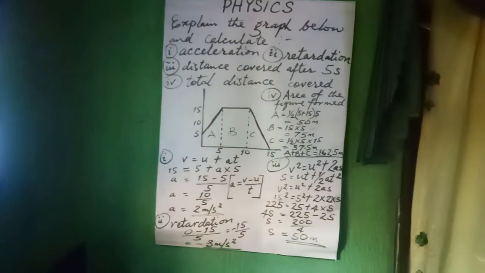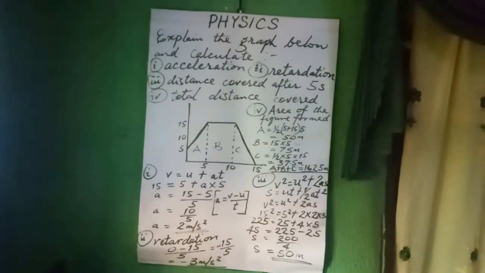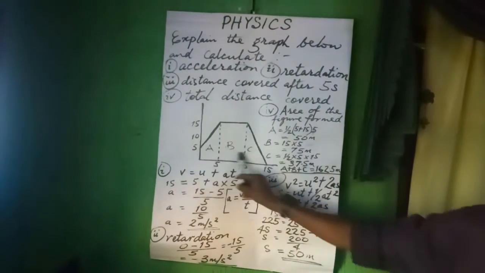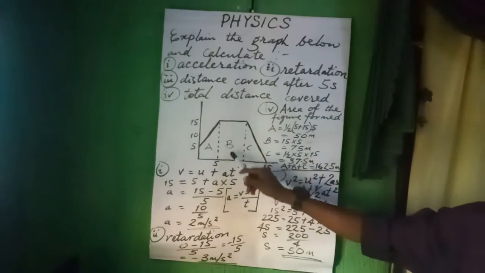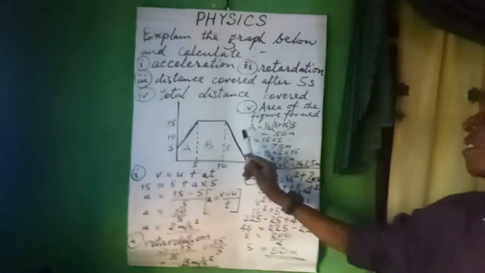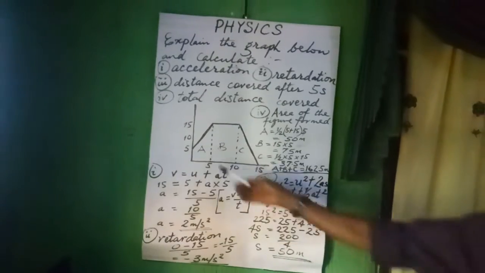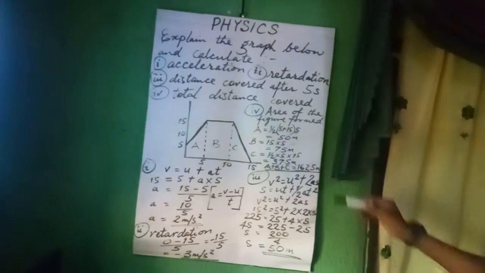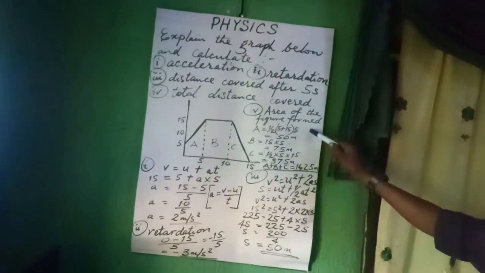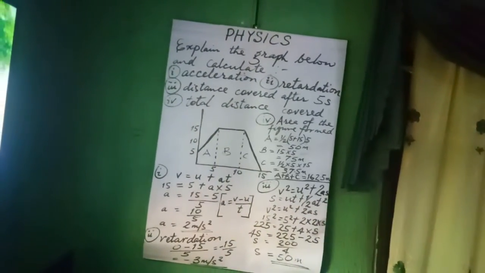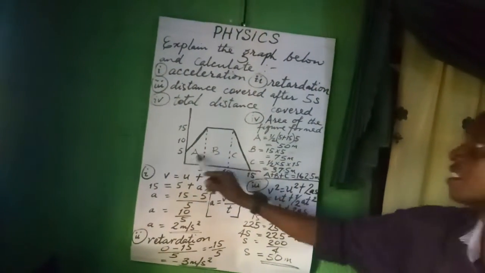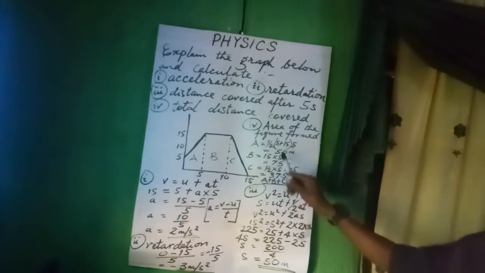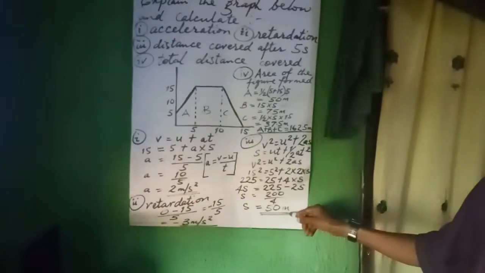Question 4 says calculate total distance covered, meaning the whole distance covered in the journey. And to help you as beginners, I've broken the journey into 3 parts, A, B, C, which I have explained: positive, uniform or constant, and then negative, that is deceleration. So to find the area of this figure formed, we are going to take it in parts, A, B, C. Part A, we had already found with an equation, is 50 meters.